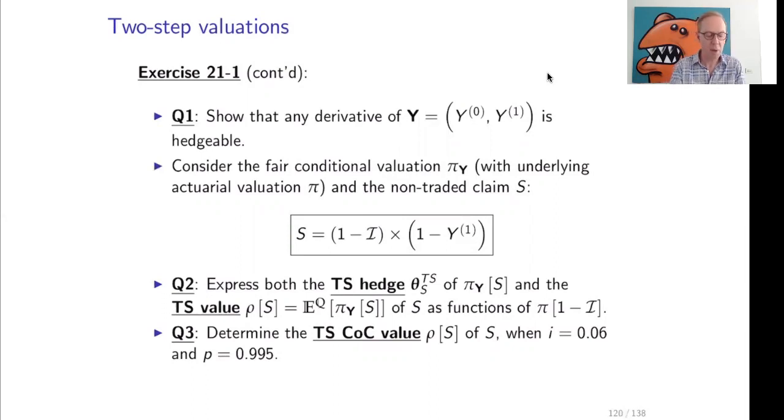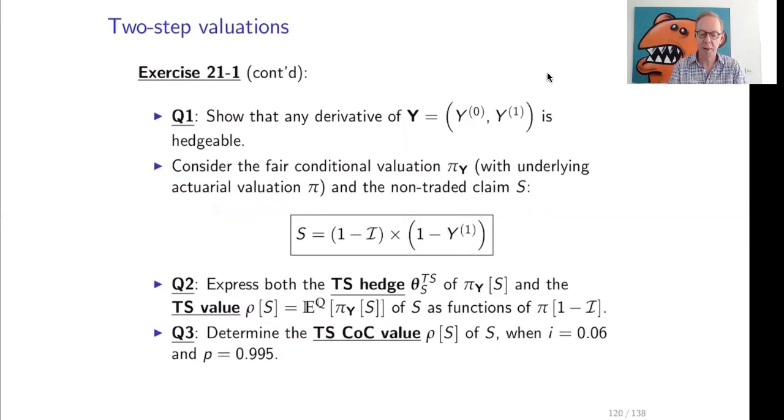Then let us now have a look at the second question. We have to express the two-step hedge θ^two-step(S) of π_y(S) and the two-step value ρ(S), which is the expectation under Q of π_y(S), as functions of π(1 − I). Well, our market is complete in the sense that any derivative is hedgeable, and then we have seen in this case there exists a two-step hedge. Any claim can be hedged, any derivative can be hedged.